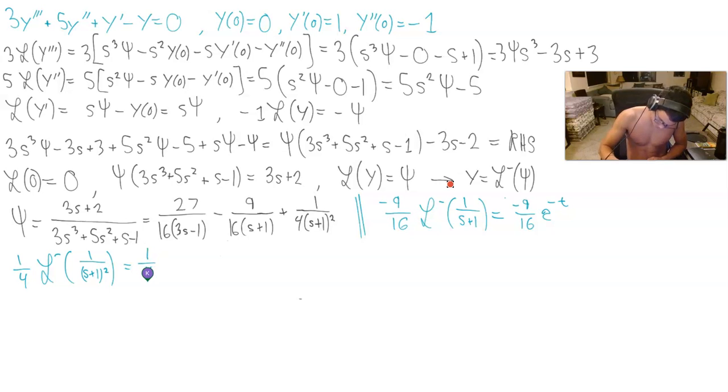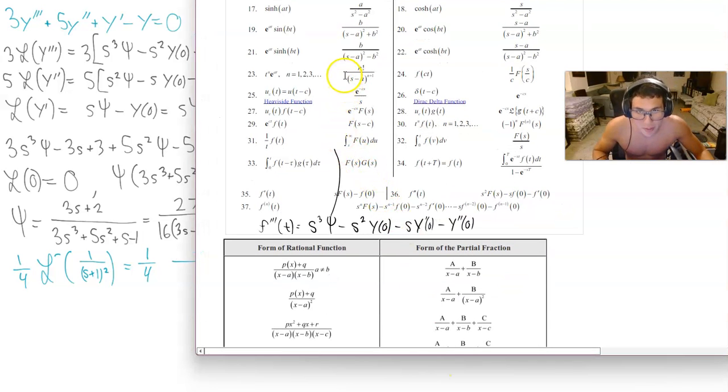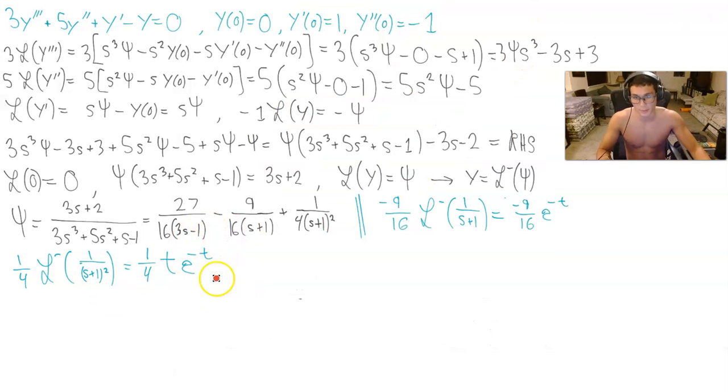So it's going to be 1/4. And the formula went something like this. Sorry, I already forgot it. It's going to be t to the n, and t to the n for us is just t to the 1. And then it's going to be e to the negative t. Okay, that part is done.